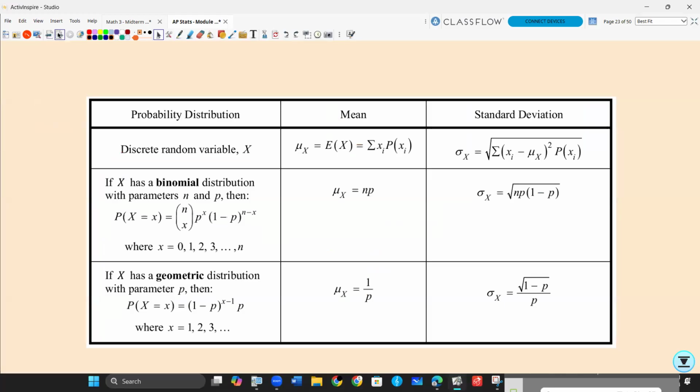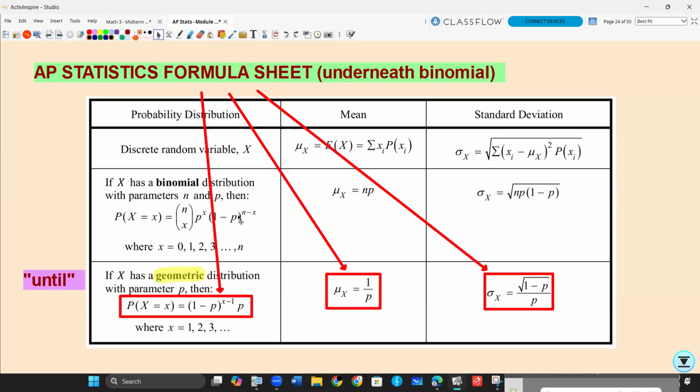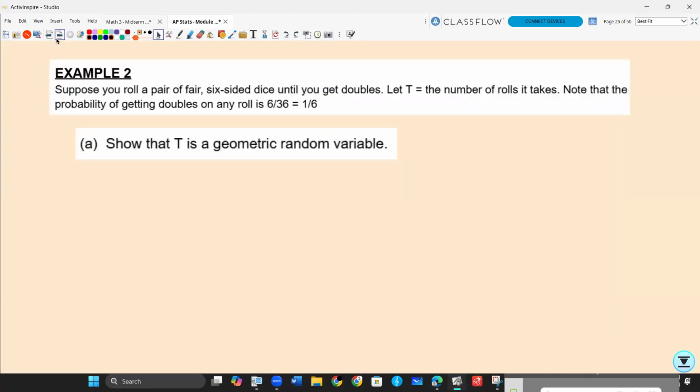And so on your formula sheet, it's going to be right here, right under binomial, right under the discrete random variable, you'll have your formula for geometric. Your mean is just going to be 1 over your probability, and your standard deviation is going to be the square root of 1 minus p over p. So let's calculate how to get the mean and standard deviation.